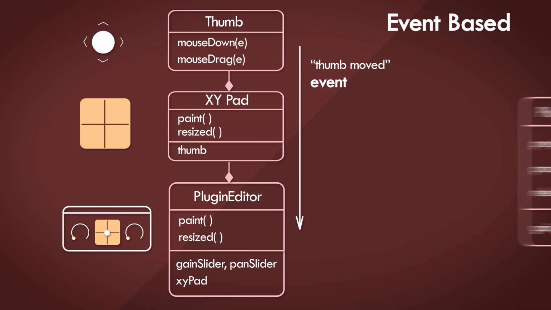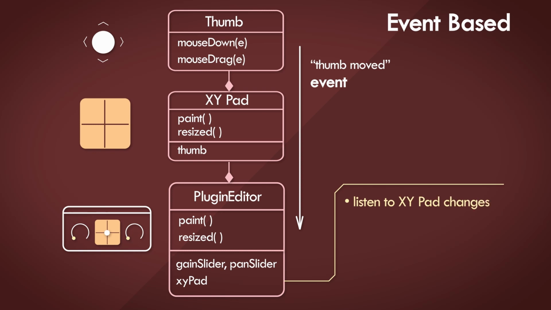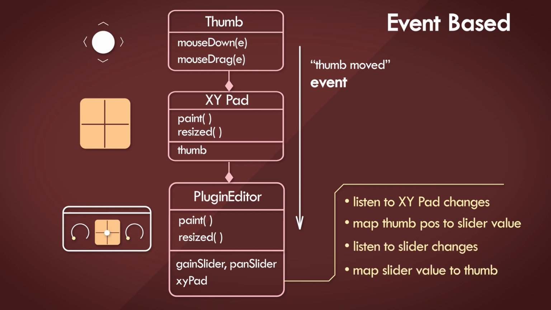I'm not a huge fan of this approach, since the component that has all the required dependencies is the plugin editor. It would then become the responsibility of the plugin editor to listen to events generated by the XY pad, and respond to it by translating the position of the XY pad to the value of the slider. And then it would have to do this the other way around as well, listen to slider changes, and then respond to them by translating the value of the slider to the XY pad position. The plugin editor shouldn't be responsible for this sort of low-level orchestration. It should ideally only have to worry about hosting high-level children components and nothing else.